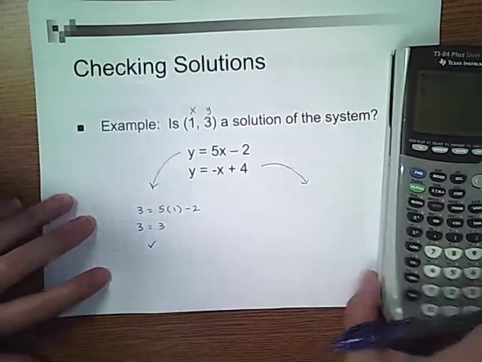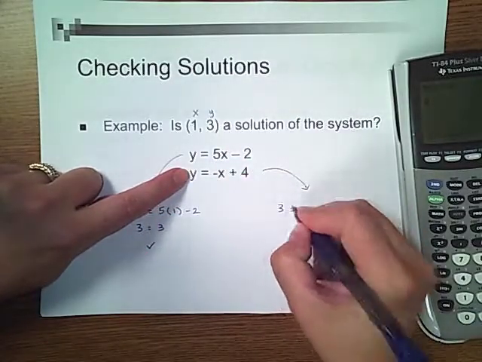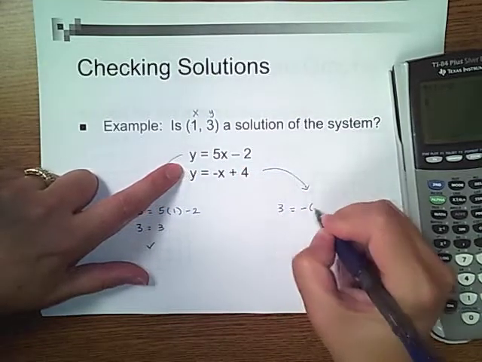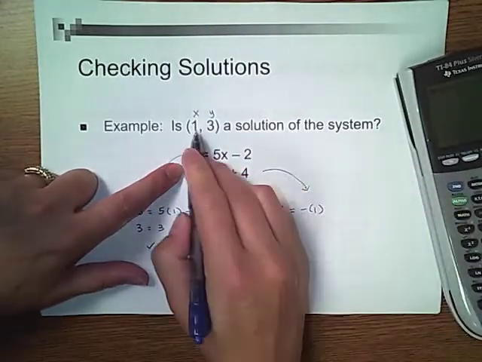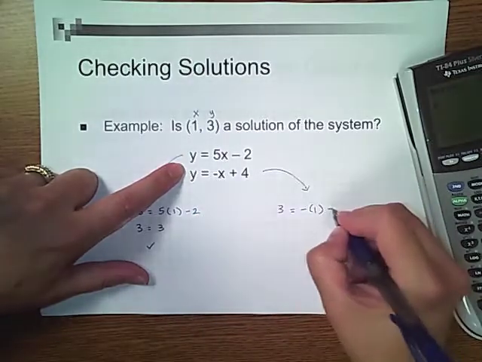So now we need to check the other one. All right, again, I'm plugging in 3 for y. Now, make sure you see this negative sign right here. It is negative 1, right, for x. So it's not just 1, it's negative 1, or the opposite of 1, plus 4.